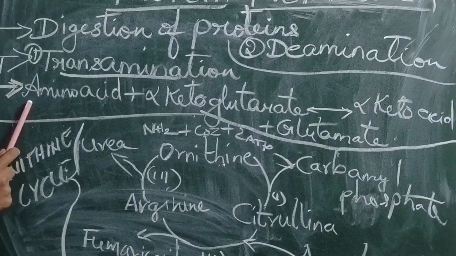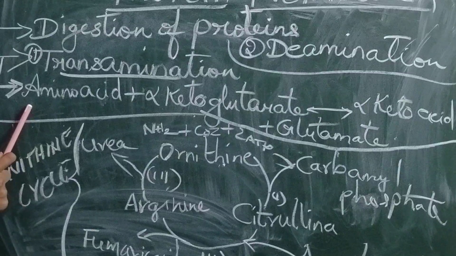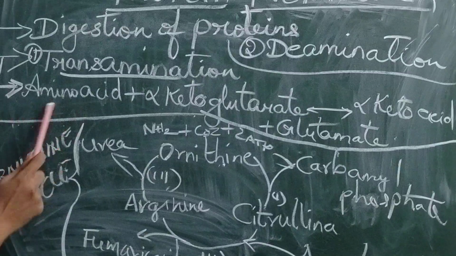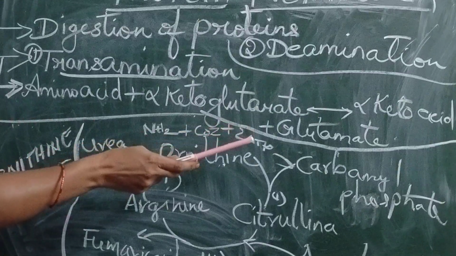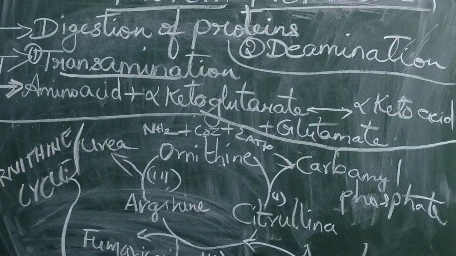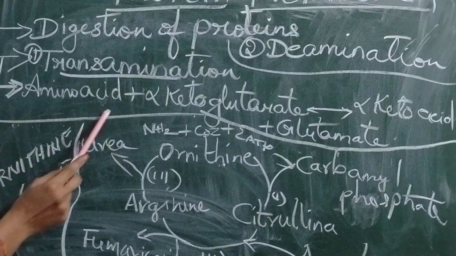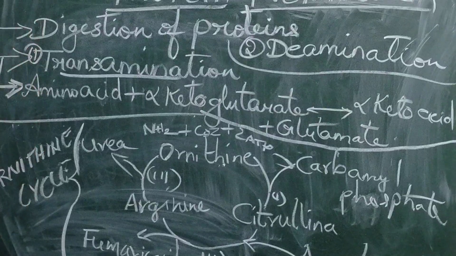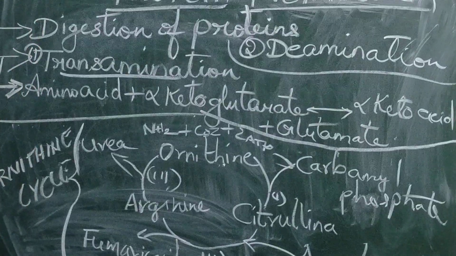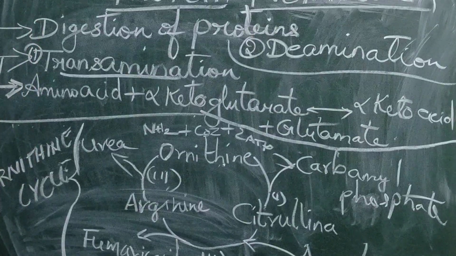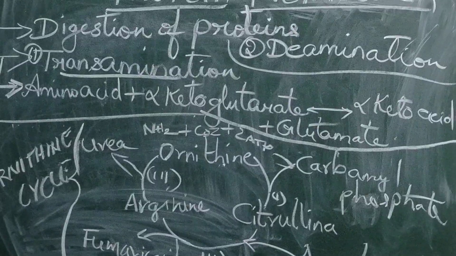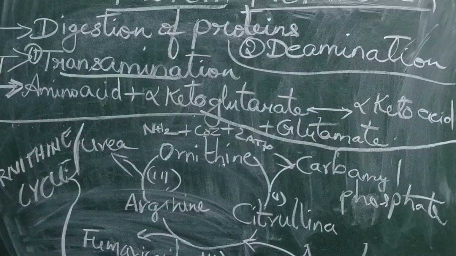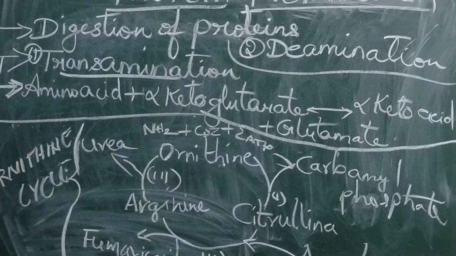Once again, this is a chemical reaction involving the transfer of amino groups to keto acids, thus converting essential amino acids to non-essential amino acids in the presence of transaminase enzymes. How did we get the amino acids? I explained that in the digestion of proteins.